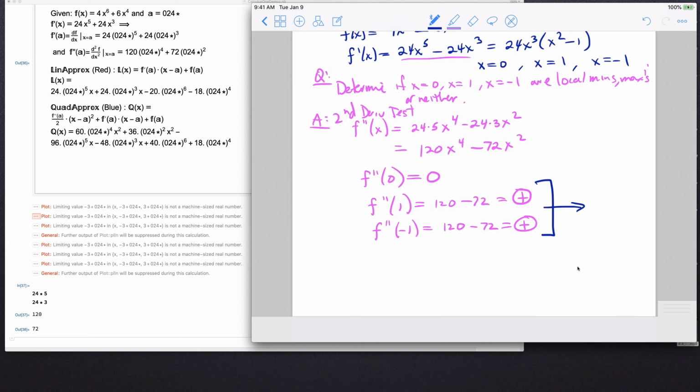We know that at x equals 1 and at x equals -1, we have local minima of this function. But the second derivative test failed. That was the bummer case here. So we had to move now to the first derivative test.